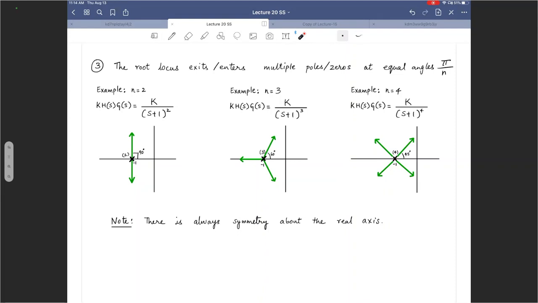Questions about sketching rules 1, 2, and 3? Rule 1: starts at poles, ends at zeros as you increase k from 0 to infinity. Rule 2: on the real axis, you alternate no, yes, no, yes. The third rule is if you have multiple coincident poles or zeros, the root locus will exit or enter the real axis at equal angles pi over n, where n is the number of poles or zeros, depending on exiting and entering respectively, and there is always symmetry about the real axis.